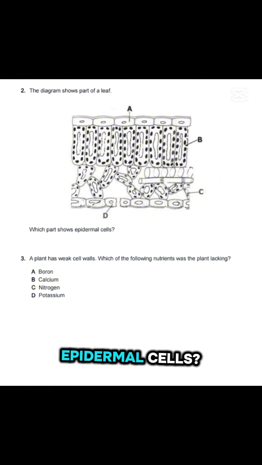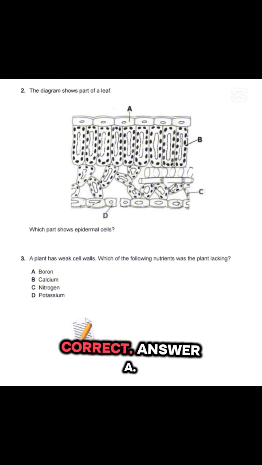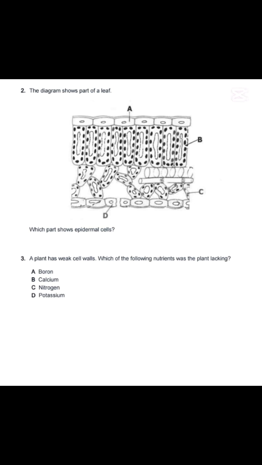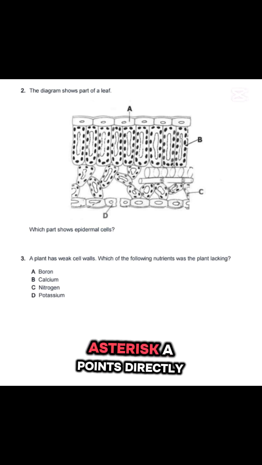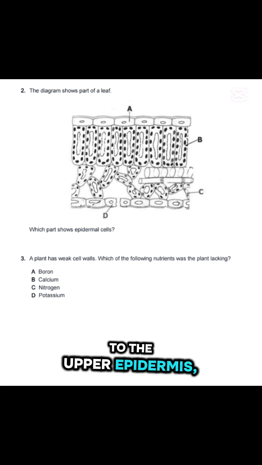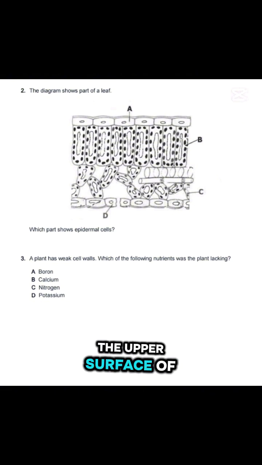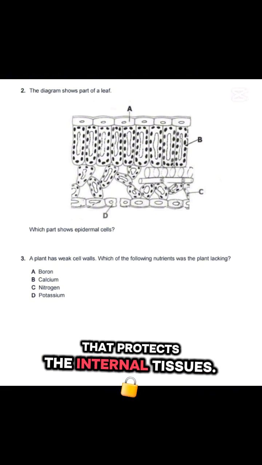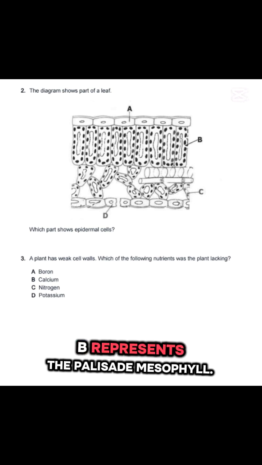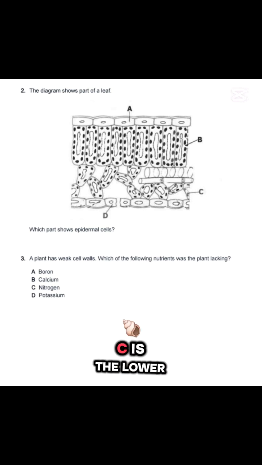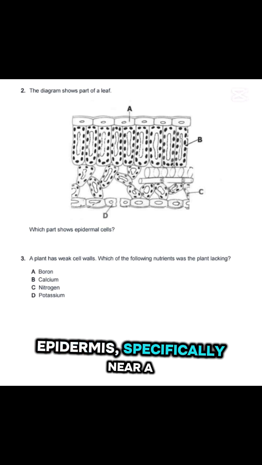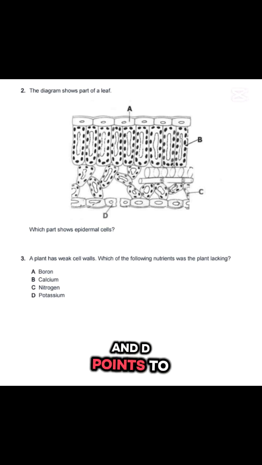2. Which part shows epidermal cells? Correct answer, A. Explanation and reasoning: A points directly to the upper epidermis, a single layer of tightly packed, barrel-shaped cells on the upper surface of the leaf that protects the internal tissues. B represents the palisade mesophyll, C is the lower epidermis, specifically near a spongy layer, and D points to a guard cell stomatal pore.